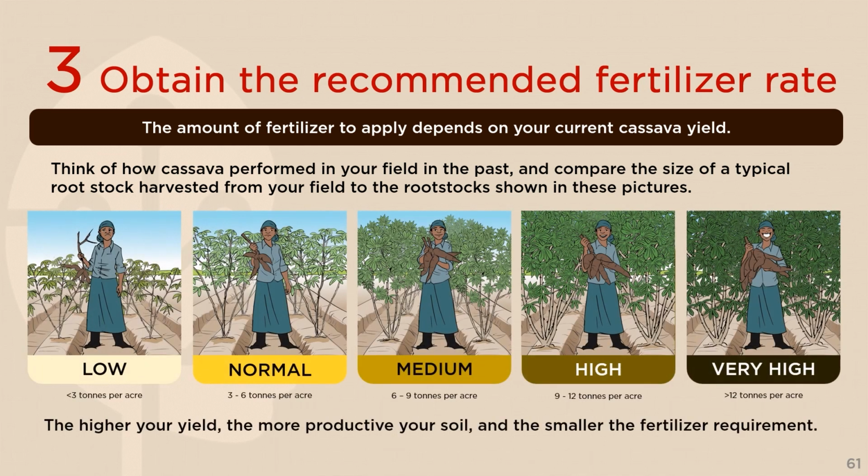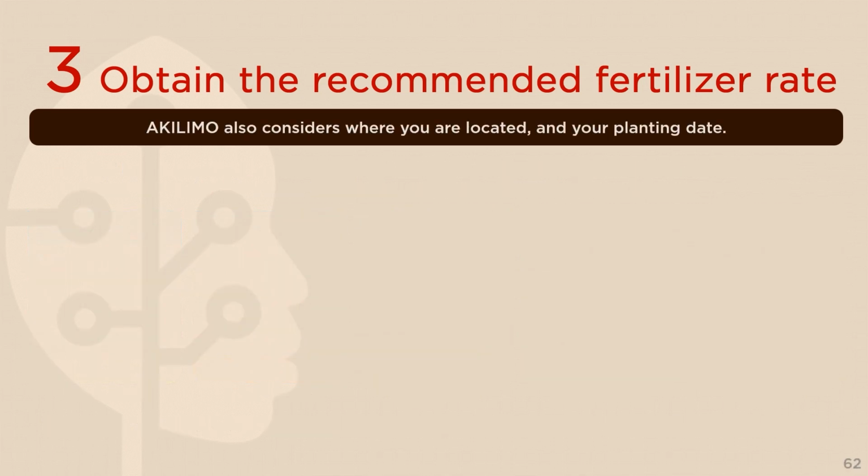The higher your yield is, the more productive your soil is. Productive soils contain a lot of nutrients, which means that you need to supply less nutrients from fertilizer. Knowing your current yield is very important to make a good decision on the amount of fertilizer you need to apply. But that is not all. The amount of fertilizer to apply also depends on where you are located and on your planting date.